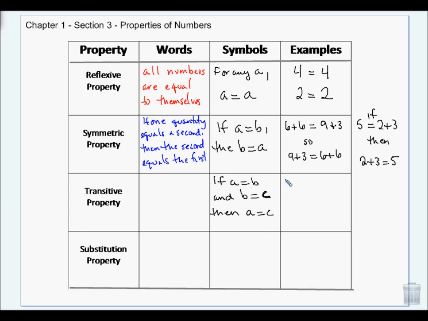So if 2 plus 3 equals 5, and 5 is equal to 4 plus 1, then 2 plus 3 is equal to 4 plus 1.